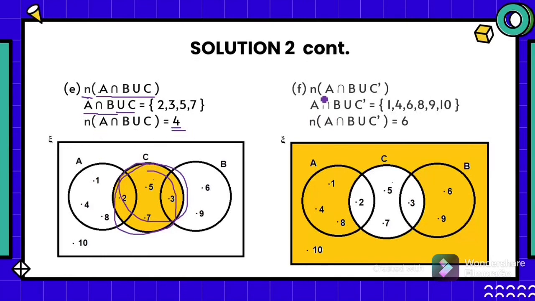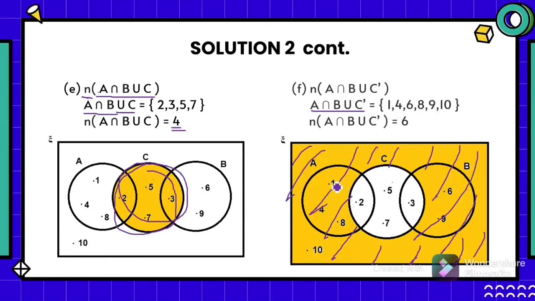For the last question, it wants us to find the number of elements in A intersect B, union with the complement of C. So we have to find A intersect B first. A intersect B is nothing. There is no element in A intersect B. So union with the complement of C. So this is the region for this question.